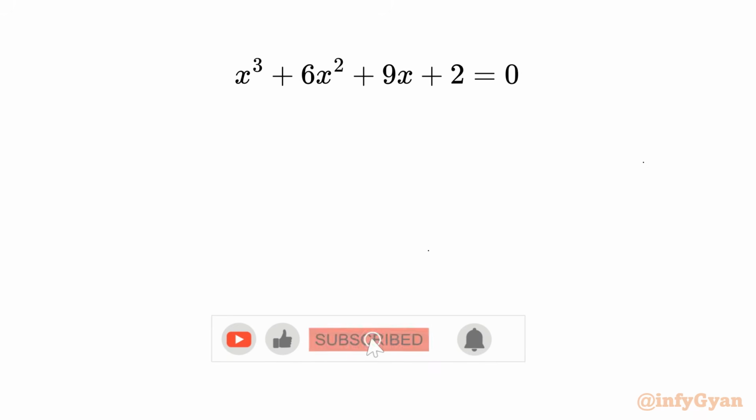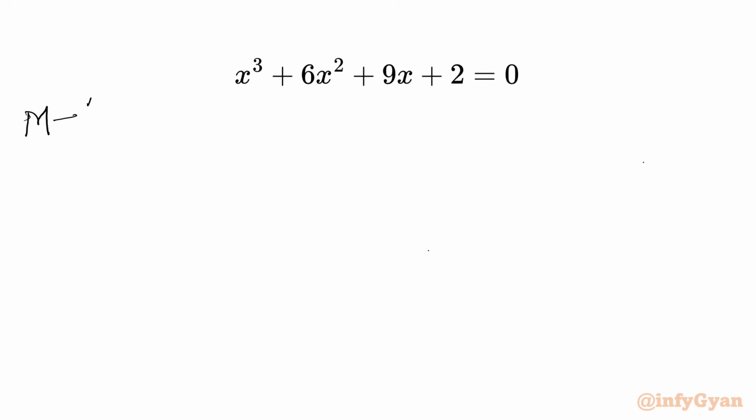In today's video, we are going to take up one very interesting question from Algebra. We'll be solving one cubic equation in three different ways. So let's begin with writing here M1, which is our method number 1. Here we will use Tschirnhaus transformation.